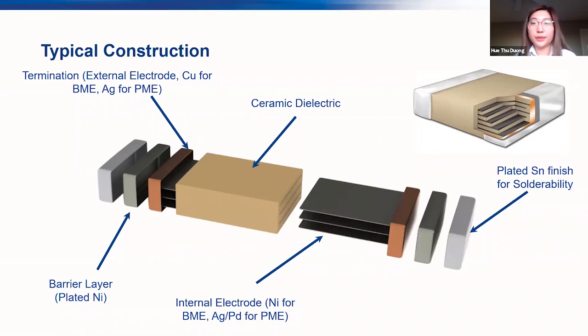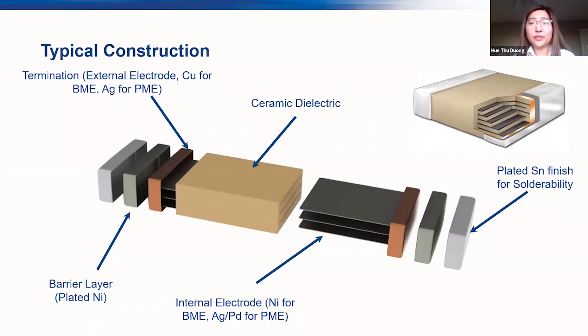MLCCs can be made using 2 different electrode systems: PME, which is precious metal electrode, or BME, which is base metal electrode. Historically, MLCCs were made from PME materials, in which the electrodes were made from silver palladium. Over time, as dielectrics became thinner and costs needed to be reduced, suppliers switched over to BME materials, in which the electrodes are made from either nickel or copper.